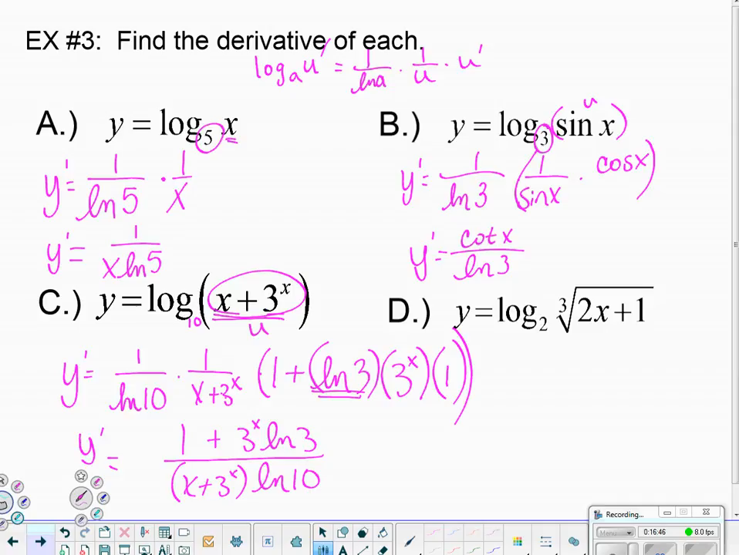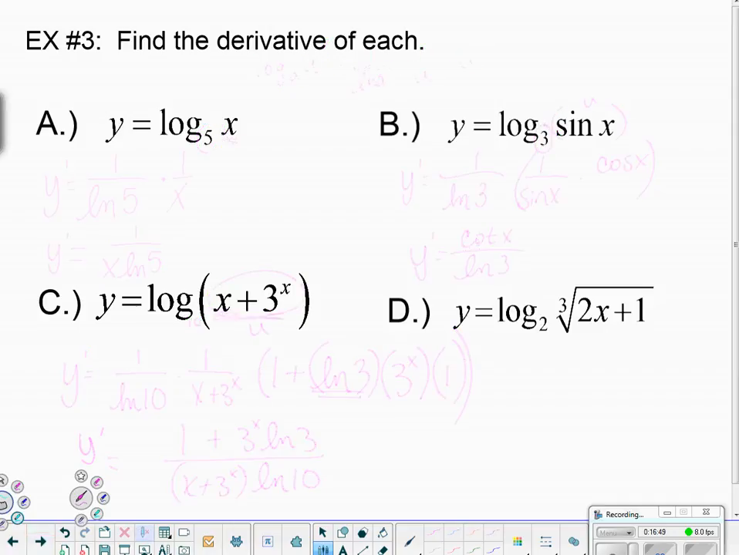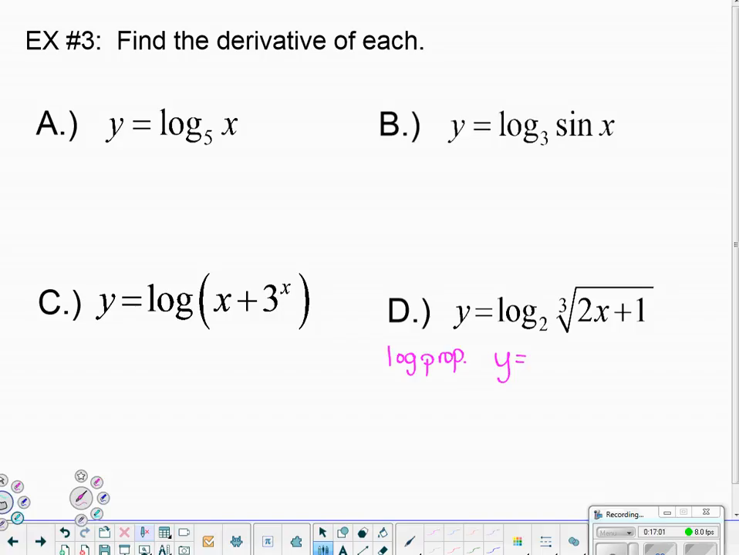All right, the next one, D. We're going to make use of some log properties to help us out on this one, because that might make taking the derivative just a titch easier. Log, we see we've got a base of 2. This 2x plus 1 that's cube rooted could be written as a 1/3 power. And the log property with a power means, where's it coming to? All the way to the front. So the exponent can come forward as 1/3 log base 2, 2x plus 1.